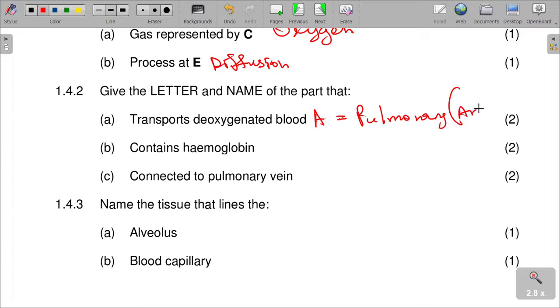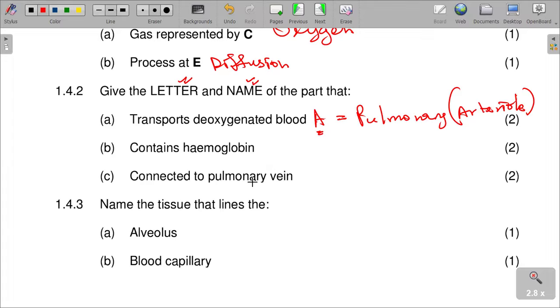Or we can call that the arteriole. And then the letter and name. Please, class, note that most times learners make a mistake of not answering the full question. You need to give the letter and the name in this regard. Don't give only the letter and leave the name. So the letter is A, and then it is the pulmonary arteriole.